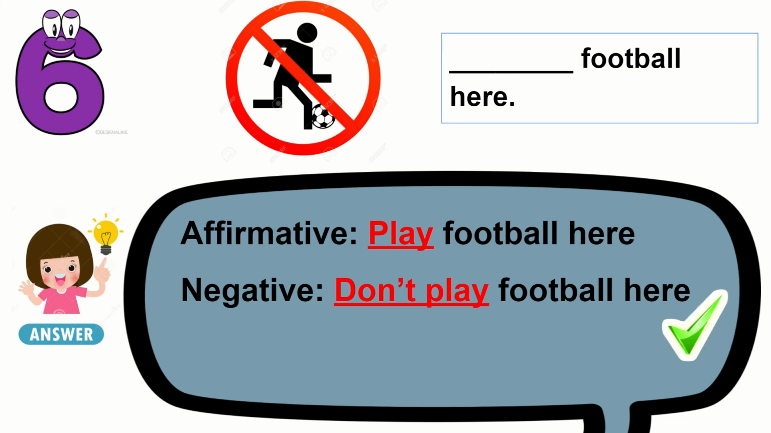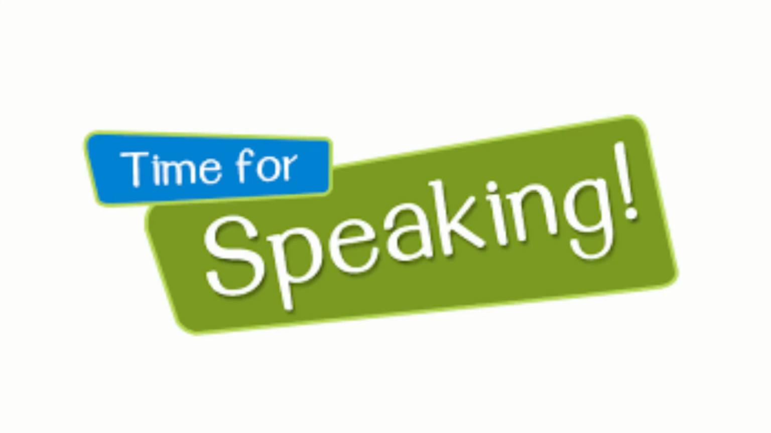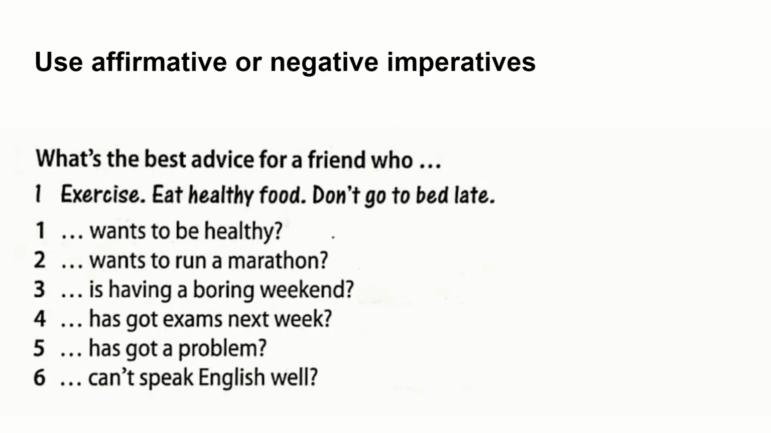Did you get all the answers correctly? Let's move on to the next activity. Speaking activity. Use affirmative or negative imperatives to help you answer this question. What's the best advice for a friend who, number 1, wants to be healthy? Okay, there is one example given over here. The best advice for a friend who wants to be healthy: exercise, eat healthy food, don't go to bed late.